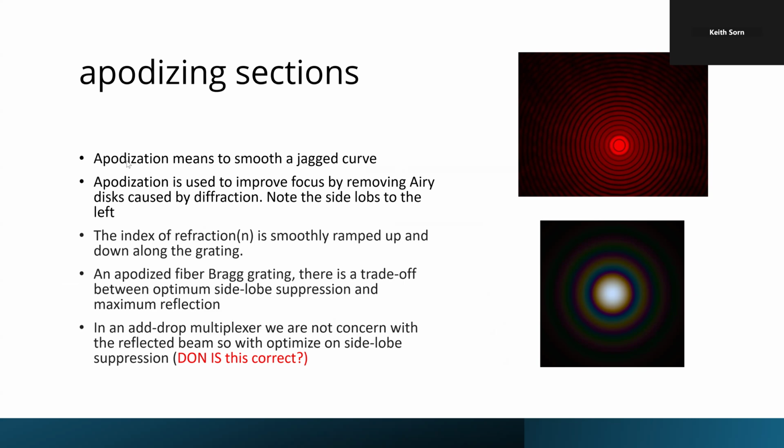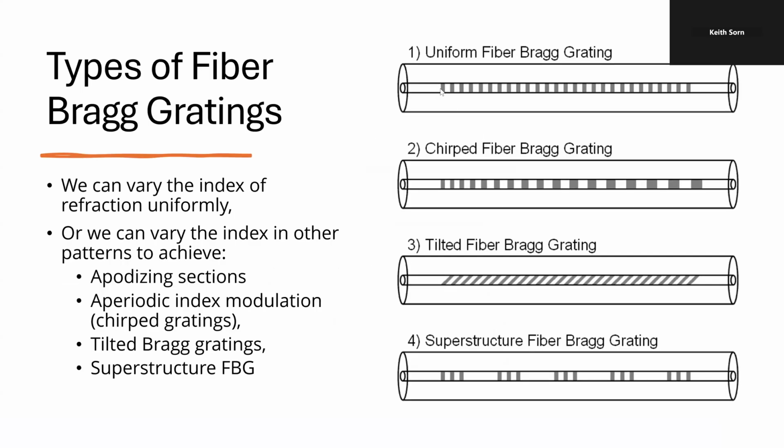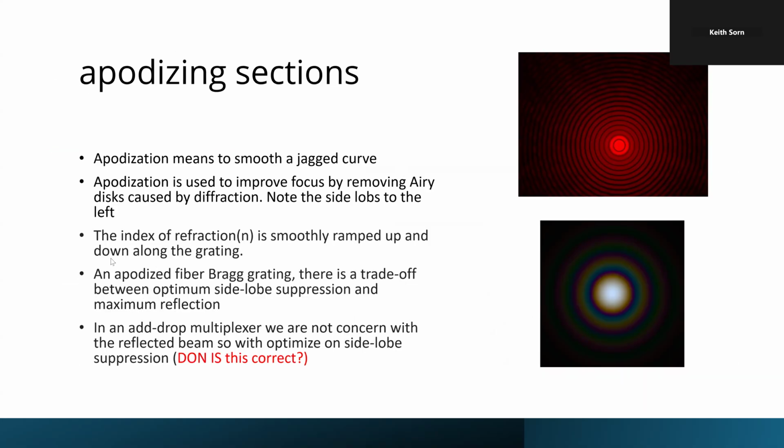So what we're going to do is apodization, which means to smooth the jagged curve. We're not going to have that stark interface where we have high, low, high, low, high, low, high. We're going to vary the index smoothly. We'll ramp it up, or ramp it down smoothly. Basically, the apodized fiber Bragg grating gives us a nice trade-off. It says we're going to trade off between side lobe suppression, that's these extra Airy discs, and maximum reflection.